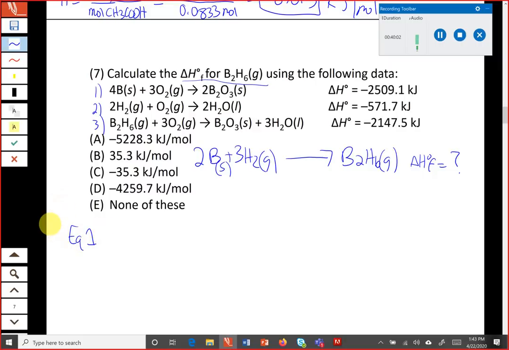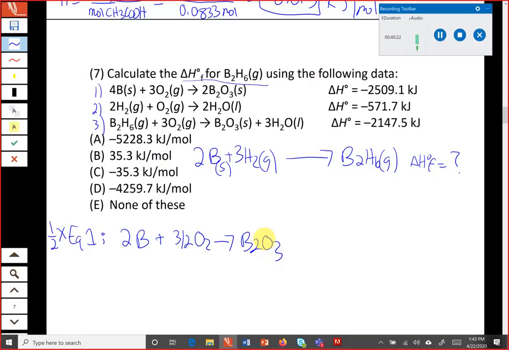Let me write that as 1/2 times equation 1. So that's the first thing we're going to do: we're going to take this first given equation and multiply all the coefficients by 1/2. I'm going to leave out the states of matter just to save some time. We get 2B plus 3/2 O2 goes to B2O3.